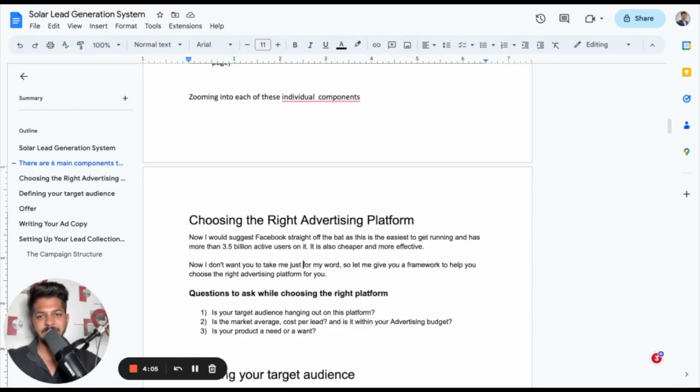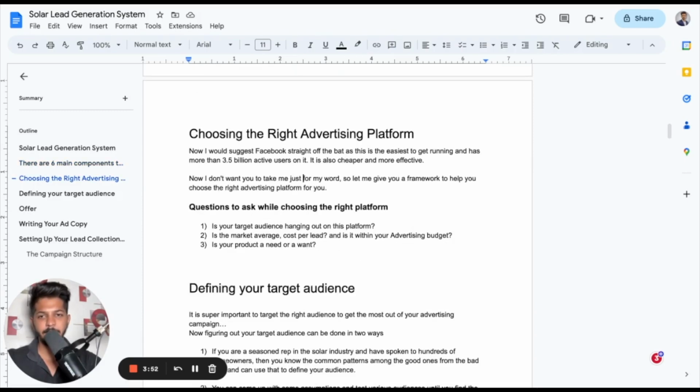Now, I would suggest Facebook straight off the bat as it is the easiest to get running and has more than 3.5 billion active users on it. It is also cheaper and much more effective. Now, I don't want you to take me just for my word, so I will also give you a framework that can help you choose the right advertising platform for you. Firstly, you want to be asking if your target audience is hanging out on this platform, which in your case is homeowners. So you want to be asking if homeowners in your locality are using this particular platform. If yes, then you can go ahead. If not, you need to move on.